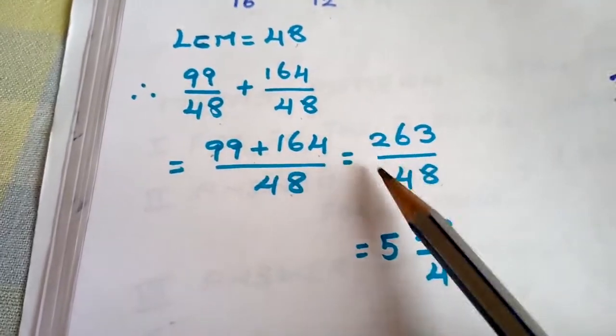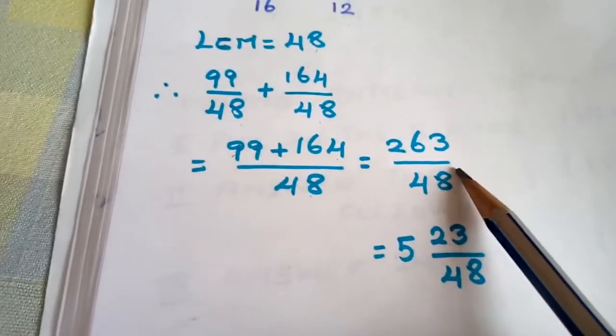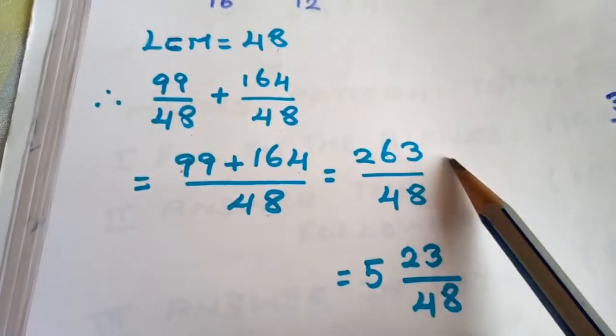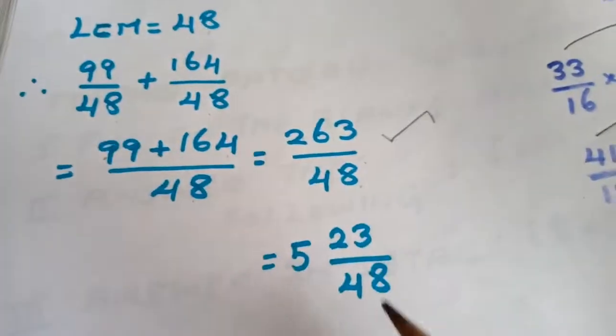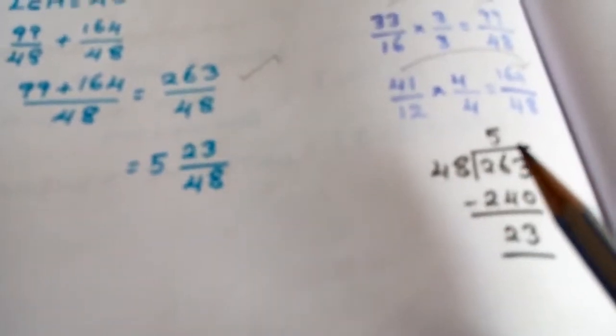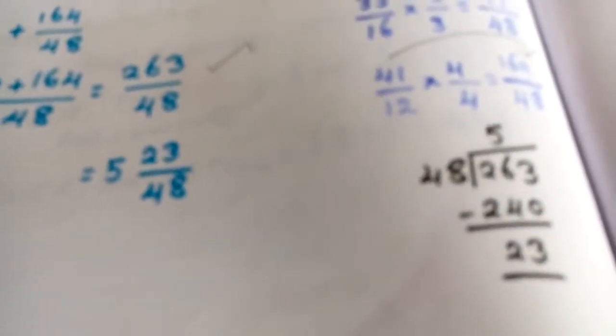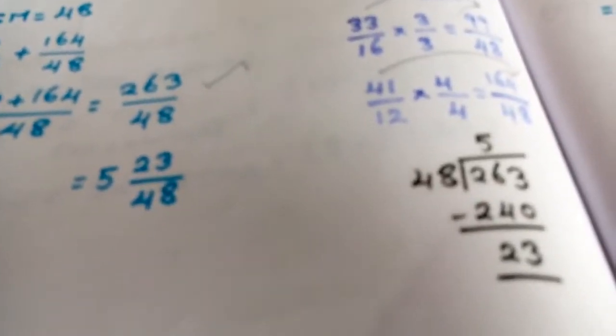Now, if you want to convert this into a mixed fraction, if you stop up to this, no problem. Or if you are going to convert your answer into a mixed fraction, this is going to be the method. That is, you are going to just divide the value here, students. While dividing, you are going to get a value like this, 48.